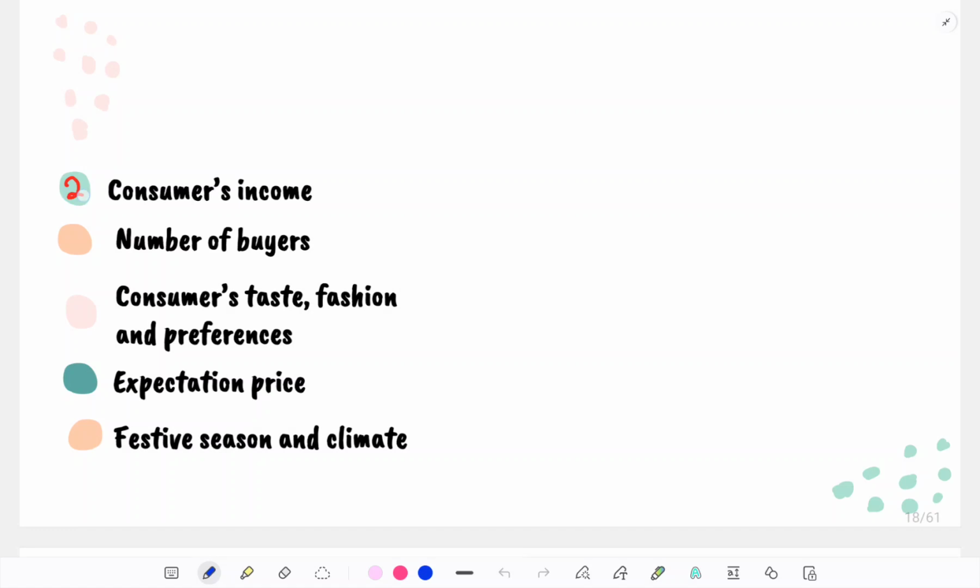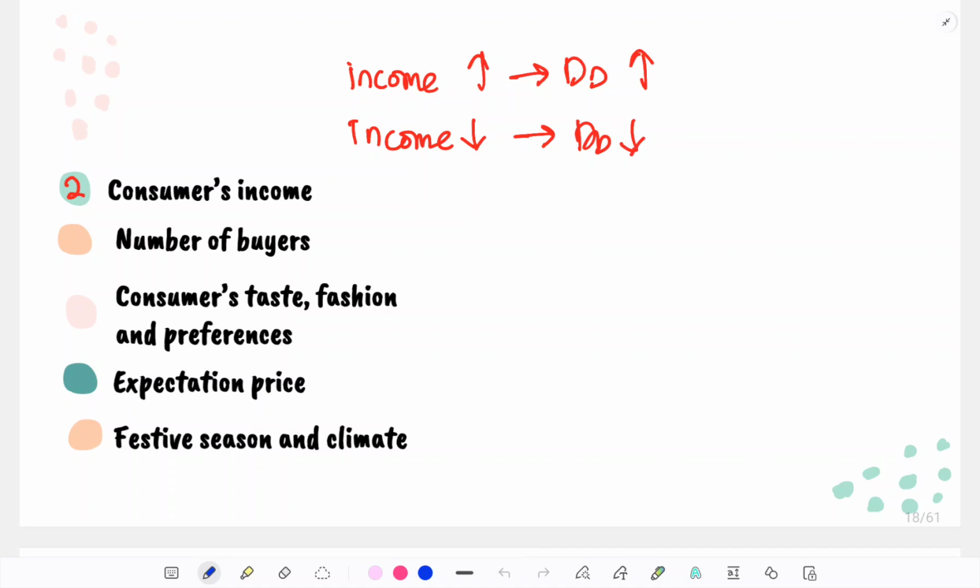The second factor that will influence demand is consumers' income. When people's income increases, they can buy more things. For example, if you get more money, you might buy more snacks and branded shoes. So the demand for snacks and branded shoes will increase, and the demand curve will shift rightwards. But if the income goes down, people will buy less and the demand curve will shift leftwards.